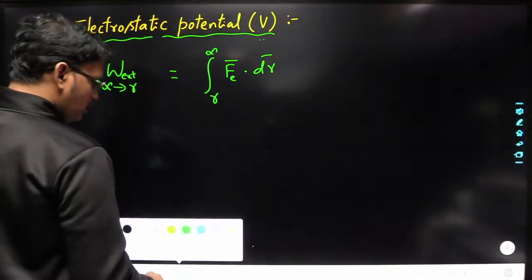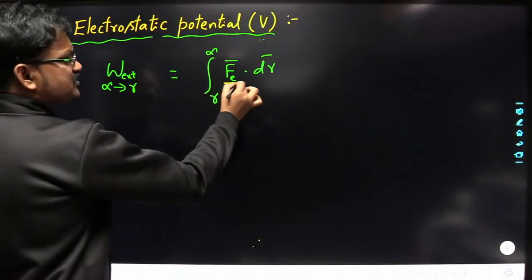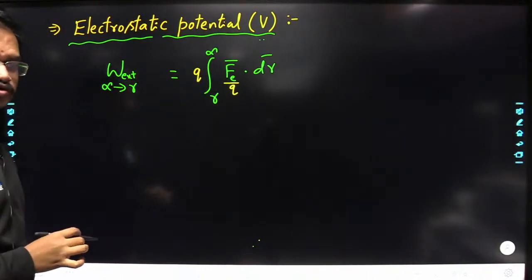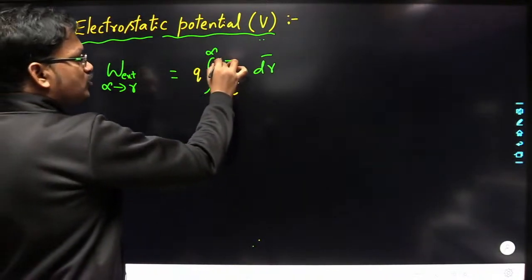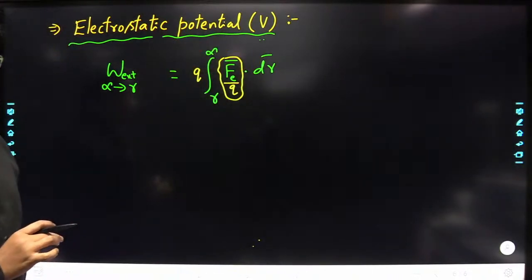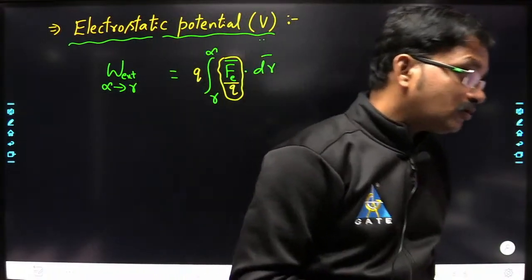Now here I am dividing this with Q and multiplying with Q. We know that force per unit charge is nothing but the electric field. Yes or no?